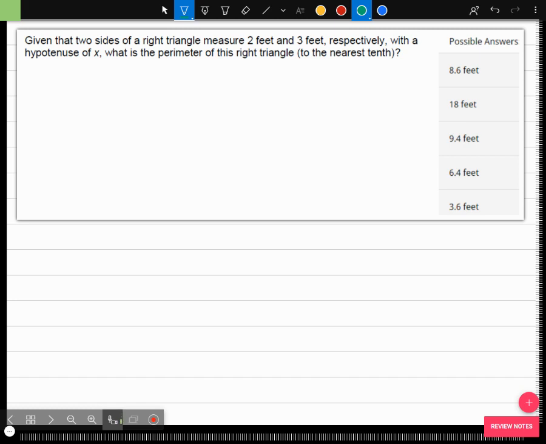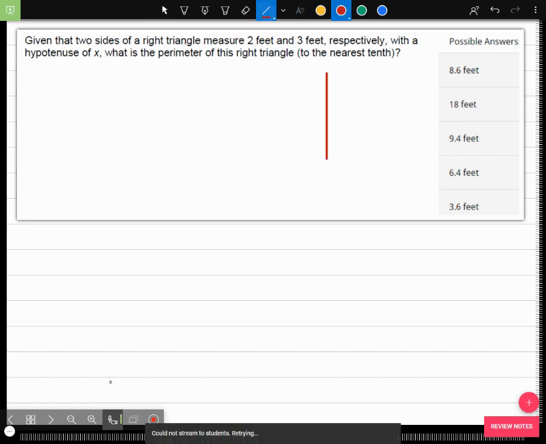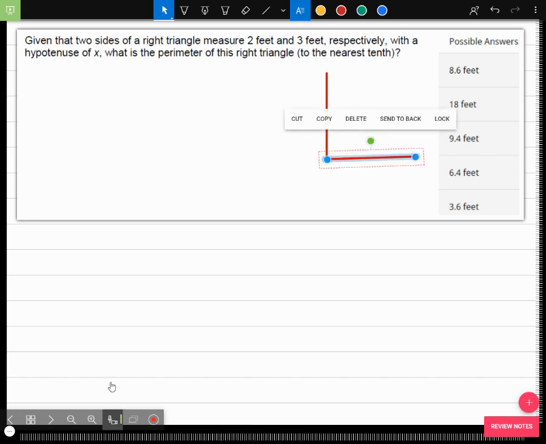Given that two sides of a right triangle measure 2 feet and 3 feet respectively with a hypotenuse x, what is the perimeter of this right triangle to the nearest tenth? So again, a right angle triangle. Let me draw a right angle triangle. This is almost similar to the previous question. What the difference is, I'll explain.